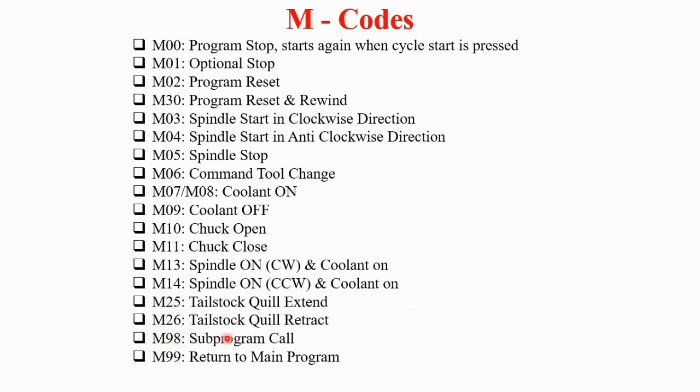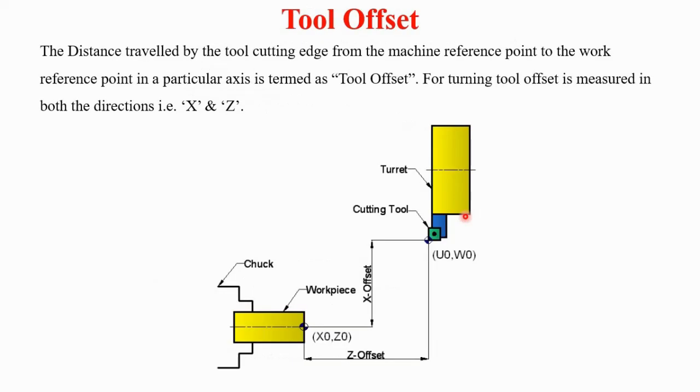Then M98 is used to represent a subprogram call. When we want to call a subprogram or some short other program in this program, M98 is used, and M99 is used to return to the main program. When we want to return to the main program again, we can use the M99 code. So these are a few M codes used in CNC programs.